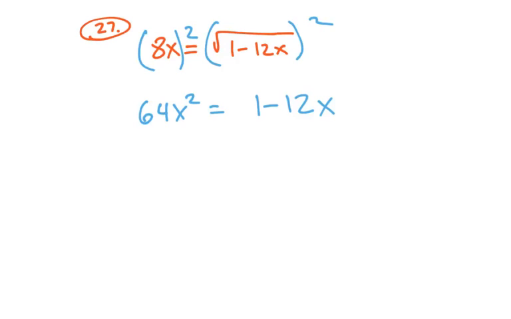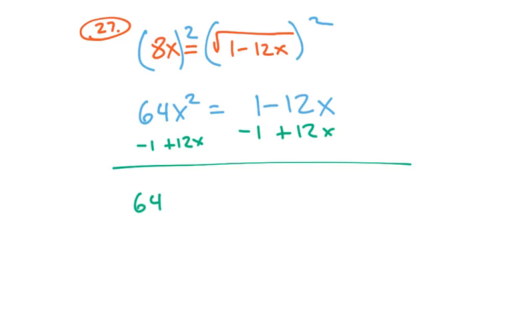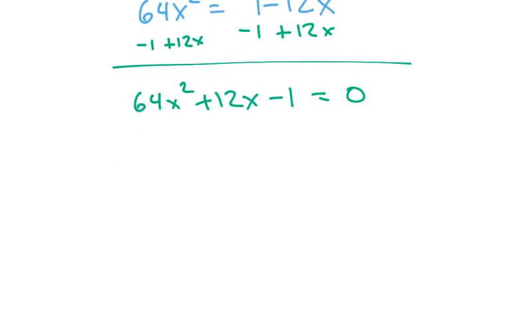So from here, again, you have three different terms. You move everything over to one side in order to form a trinomial. This becomes 64x squared plus 12x minus 1 equals 0. And then we just factor. So this looks like it might be a little difficult.